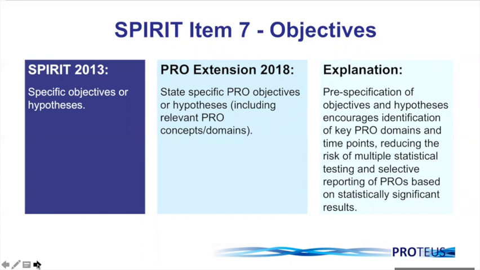We know that in trials, we're often collecting PRO data at multiple time points. With instruments, you can often look at the overall score or subdomain scores. So being very clear about what your objective is, whether you're looking at overall score at a certain time point, is really crucial to avoid this issue of multiple statistical testing.